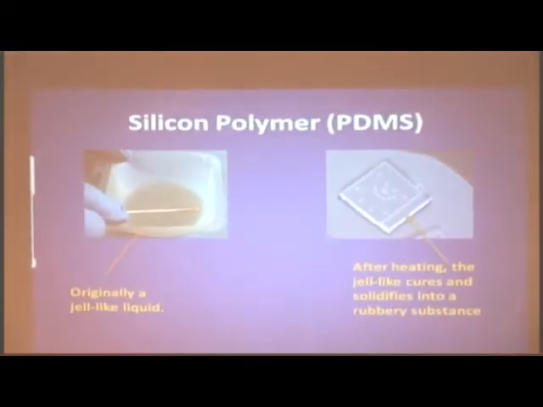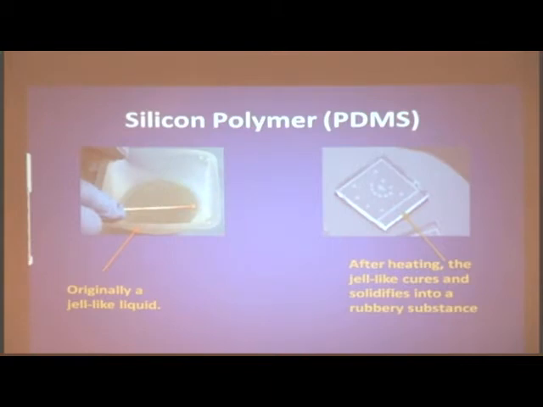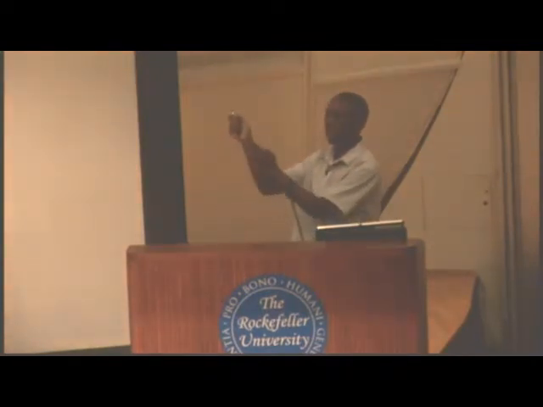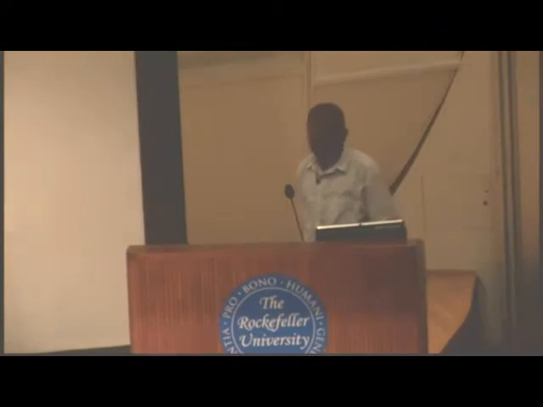Next, we're going to talk about silicone polymer, also known as PDMS. Silicone polymer originally comes as a liquid, as you can see in here. And right when you add heat, the compounds that are attaching them together get stronger, so they become solid. Before, it's like a gel-like liquid, and then it becomes a rubbery plastic. You usually see this in a band they wear on your hand.